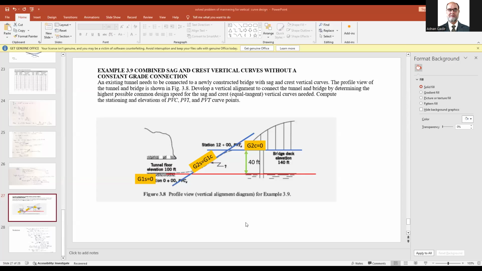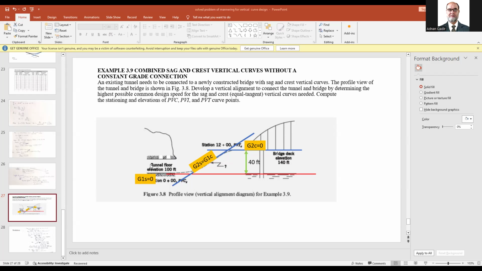Bismillahirrahmanirrahim. We'll solve example 3.9, and it's a very practical problem. As you can see, normally on a highway, we are traveling from one point to another point. This is an example when you're traveling at some level and you have to get to the other level, that is from a tunnel to a bridge.